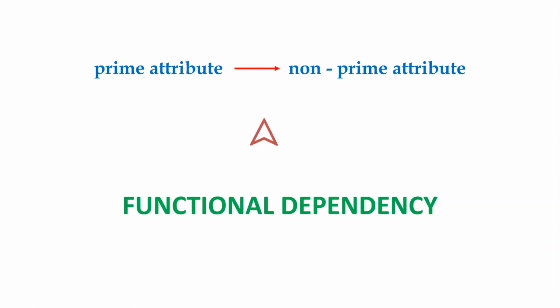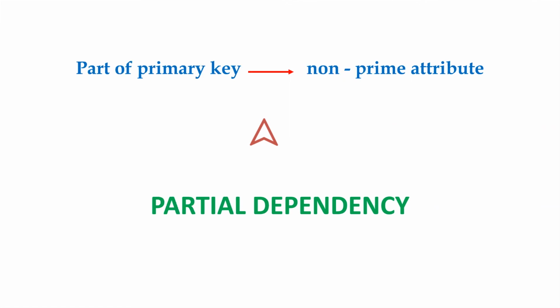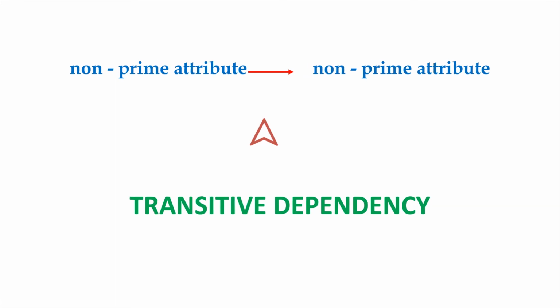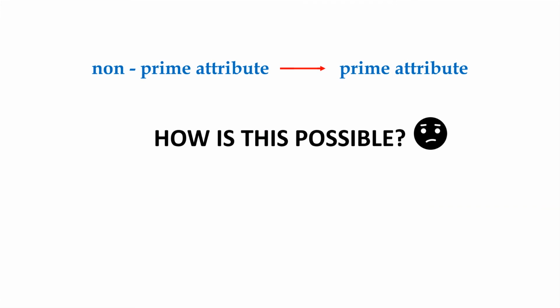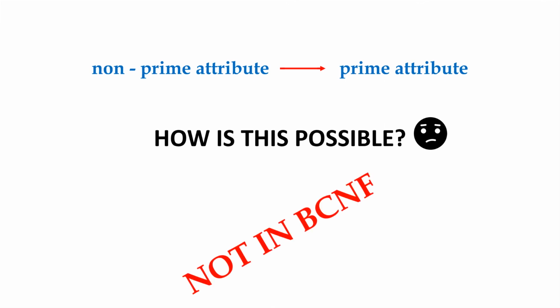So in general, based on our understanding, if a non-prime attribute is derived from a prime attribute, such a dependency is called functional dependency. If a non-prime attribute is derived from a part of the primary key, such a dependency is called partial dependency. And if a non-prime attribute is derived from another non-prime attribute, it is called transitive dependency. But if a prime attribute is derived from a non-prime attribute, is it possible? No, so it is not said to be in Boyce Codd normal form.